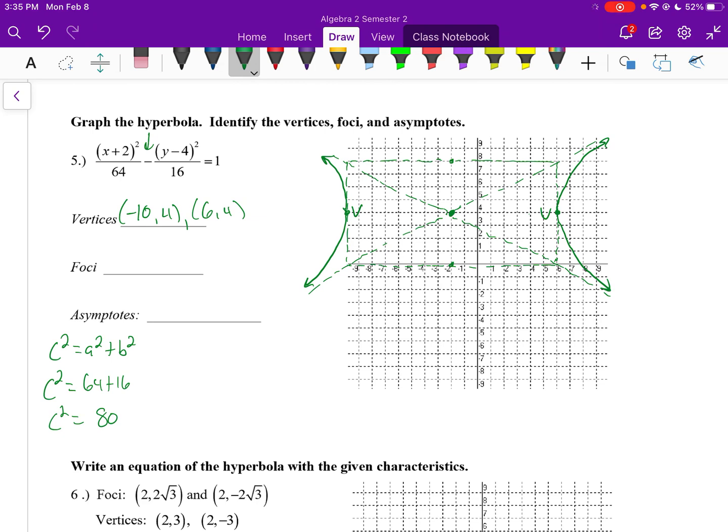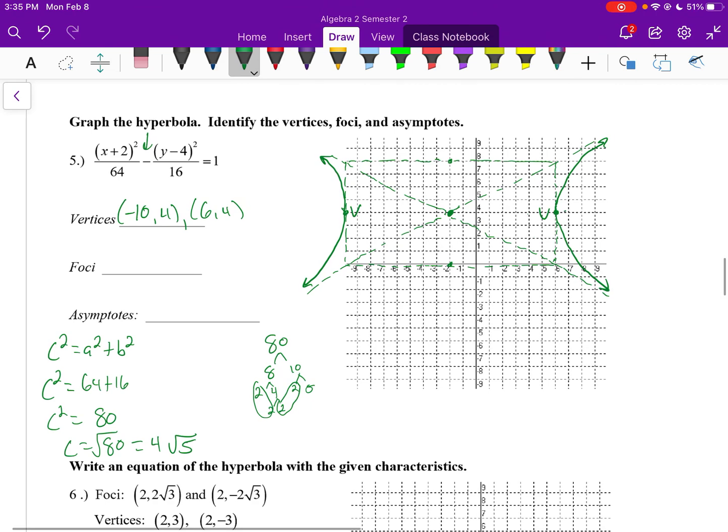Now, to actually plot those, we're going to need just c, which is going to be the square root of 80. And if we break that down, 8 times 10, 2 times 4, 2 times 2, 2 times 5. We got two groups of 2's. So 2 times 2, which will be 4. And then we got that 5 left inside there. So 4 root 5. Now, square root 80, that's going to be about 8 point something, because I know square root of 81 is 9. So we're going to go 8 and a little bit further. There's my foci there, foci there. Now, to figure out the actual points of those foci, again, we went left and right.